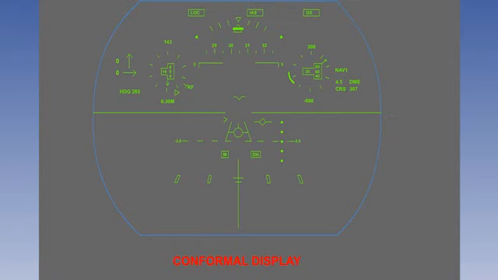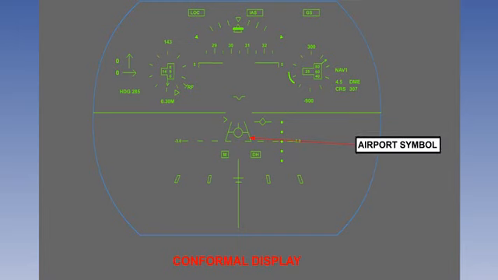As we said earlier, HUD displays vary with manufacturer and customer. Therefore, a detailed study of the available symbology on any particular system will be best covered during your type conversion. We will look at some of the more widely used formats here in order to give you a general idea of what is available, but you should not try to remember these in detail at this stage. We'll start with a conformal display.